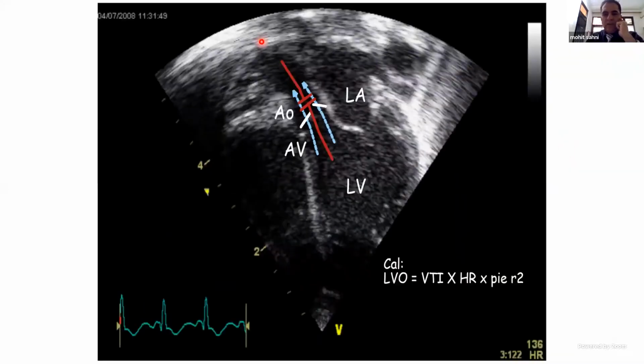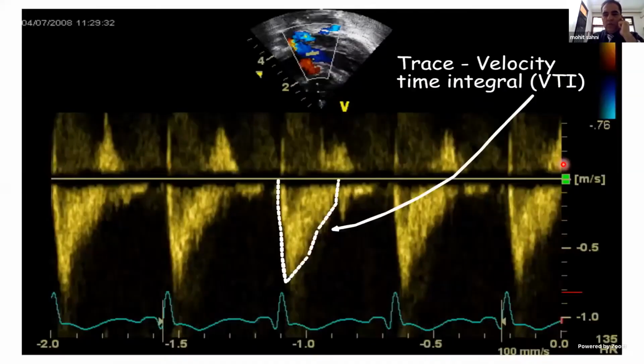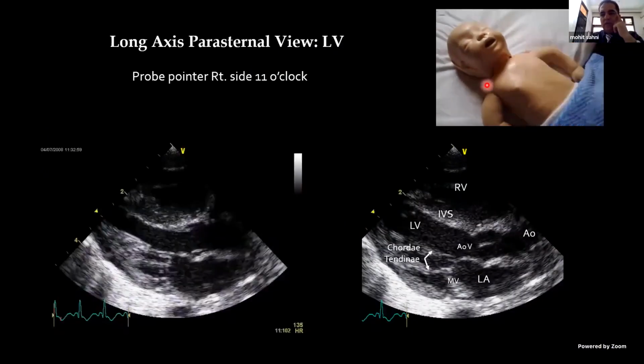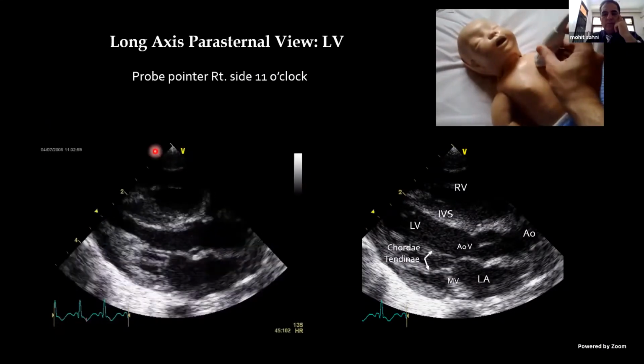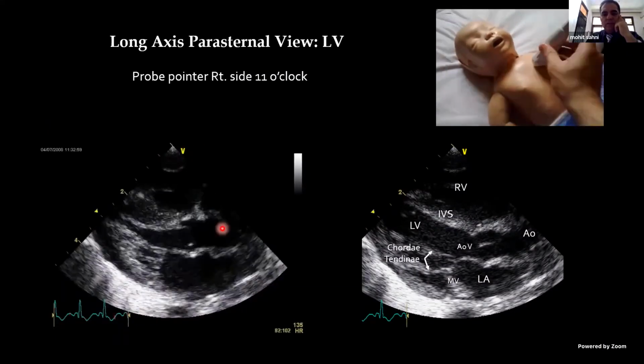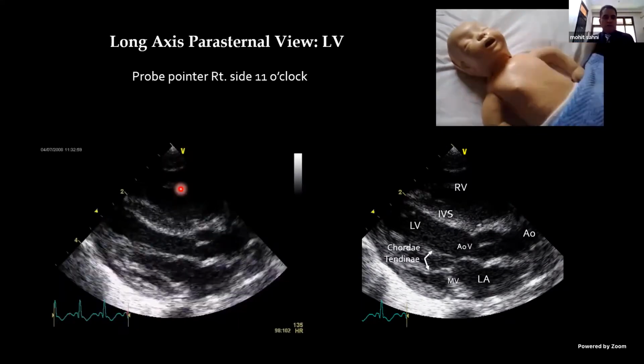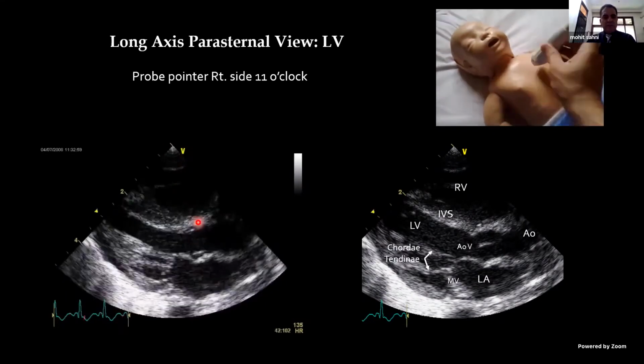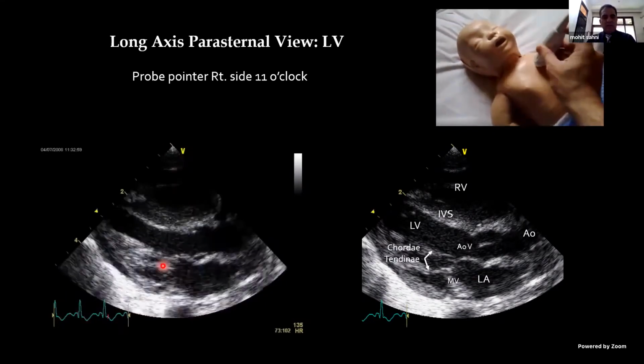So after this, here you keep the pulse wave Doppler and you calculate the VTI. Then you trace this aortic Doppler, and the machine will give you the VTI, that is the velocity time integral. Then you go to the parasternal long axis view, where the pointer is pointing towards the right shoulder at 11 o'clock at the nipple line. Probe orientation marker is up here. You get this parasternal long axis view in which the heart is being cut longitudinally. This is your anterior wall of RV cavity, interventricular septum, LV, mitral valve, LA, and this is aorta.